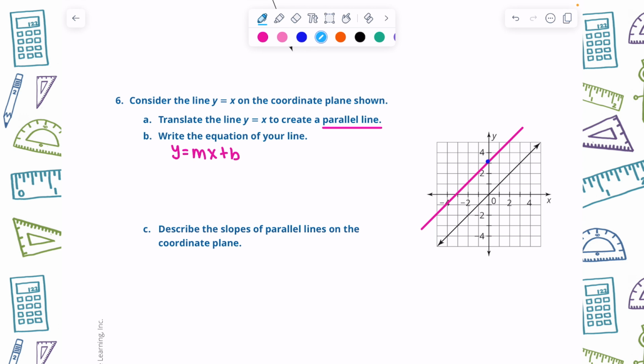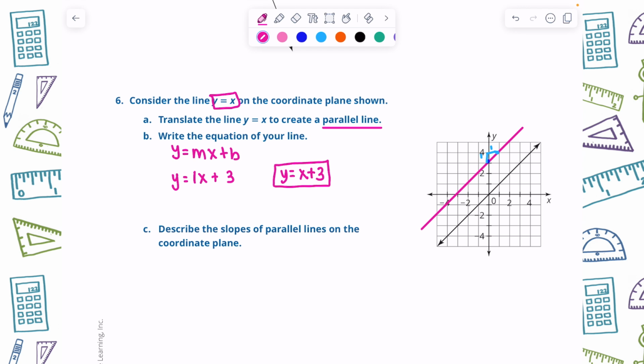We can find that by doing rise over run. So we go up 1 over 1 till we get to another point. So that means our slope is 1. So the equation of this line is y equals 1x plus 3. You could also write that as y equals x plus 3, same thing. So we know that this line that we just created, y equals x plus 3, is parallel to y equals x because we translated it to create that line. So we know that it will never cross. They will never cross each other.